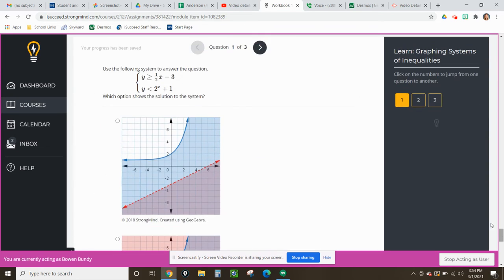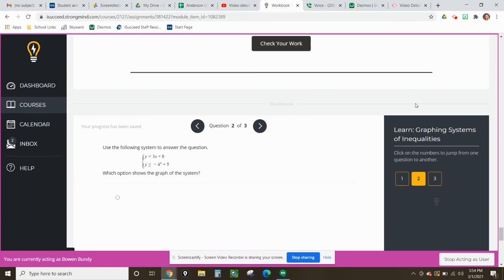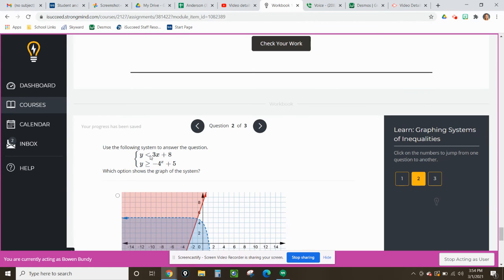So let's go to the next question here. Okay, so use the following system to answer the questions. Which option shows the graph of the system? So you're going to do the exact same thing. Okay, we know this first one's a line because it's an x. This one's going to be some sort of exponential function, so some sort of curve. We need the line to be dashed this time because it says just less than. And this equation is greater than or equal to, so that's going to be a solid line.